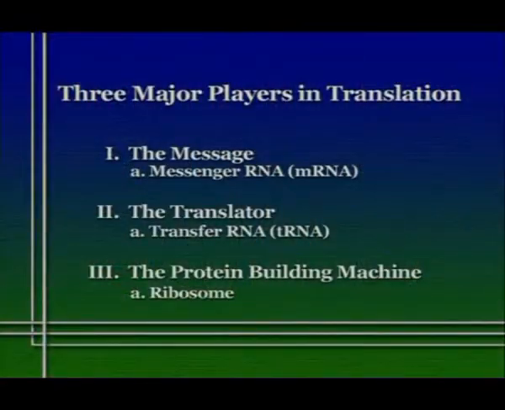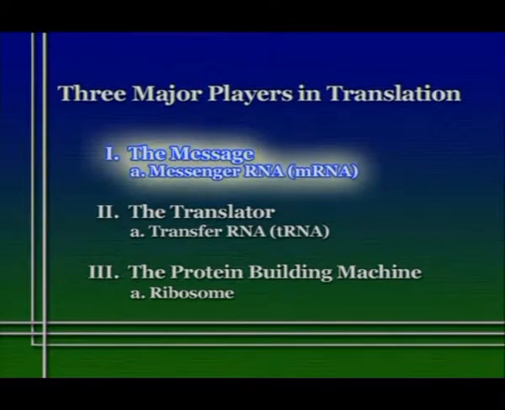Now, the process of translation involves three major players, let's call them. And we're going to talk about these three major players in turn to try to understand how translation works. First, there's the message. Second, there's the translator. And third, there's a protein building machine. It's really relatively simple. Now, of course, the message, we know, is the messenger RNA. This is a long polymer, remember, that has no structure inherent in it other than the sequence of bases, a sequence of bases that specify codons that will eventually be used as information for a template for building the protein.